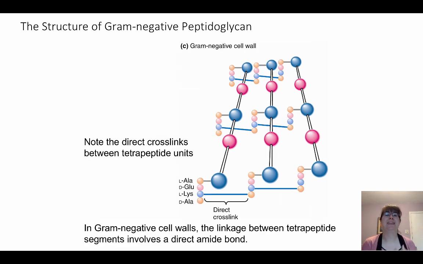If we're looking at gram-negative peptidoglycan, the main difference here is there's a direct cross-link between that L-lysine and the D-alanine of different tetrapeptides. So there isn't that pentaglycine link in between them. They're directly cross-linked together. So it's a direct amide bond.